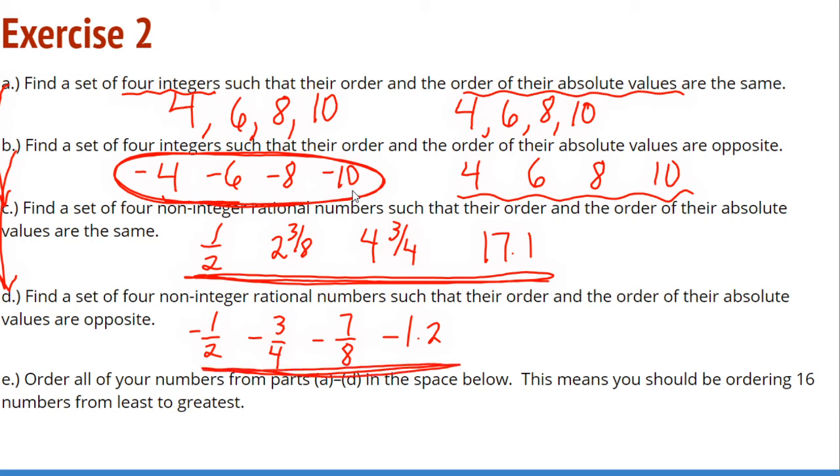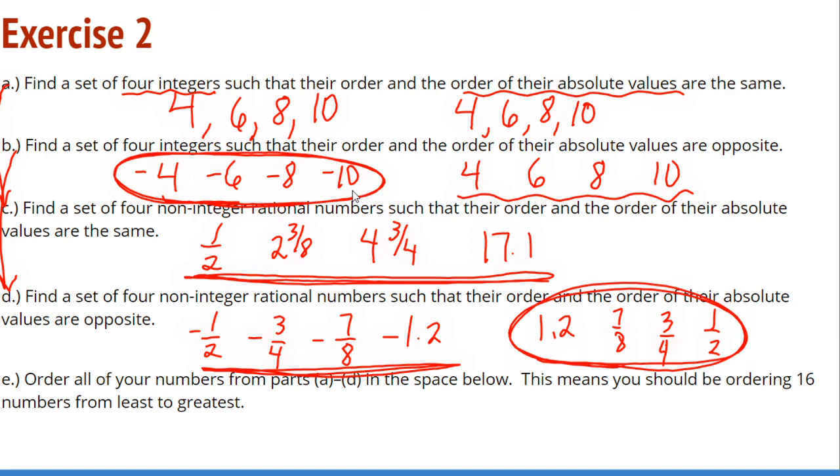If I were to put their absolute values in order from greatest to least, I would write 1 2/10, 7/8, 3/4, and 1/2. Here are their absolute values in order from greatest to least, and that is opposite the rational numbers in order from greatest to least.